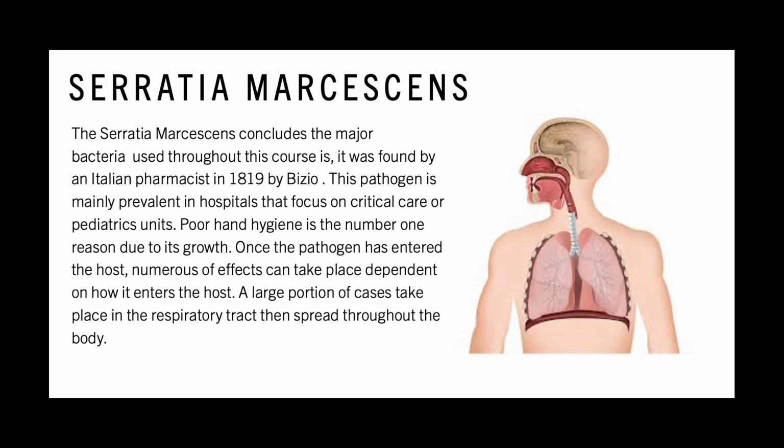S. marcescens will conclude the major bacteria throughout this presentation and the course. It was found by an Italian pharmacist, Bizio, in 1819. The pathogen is mainly prevalent in hospitals that focus on critical care and pediatric units. Poor hand hygiene is also the number one reason for its growth.